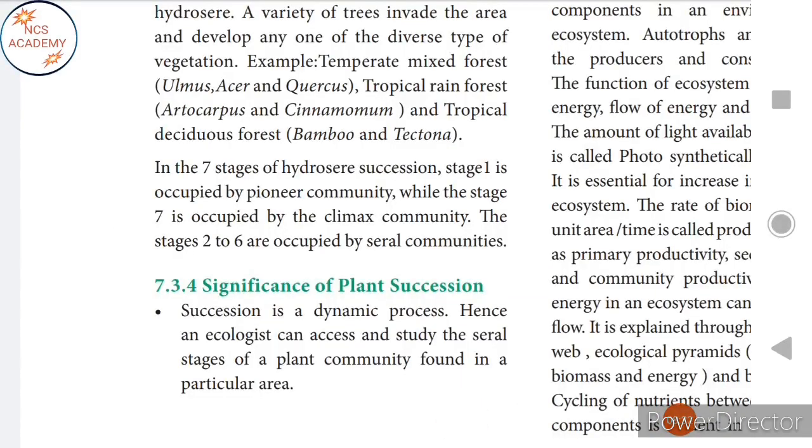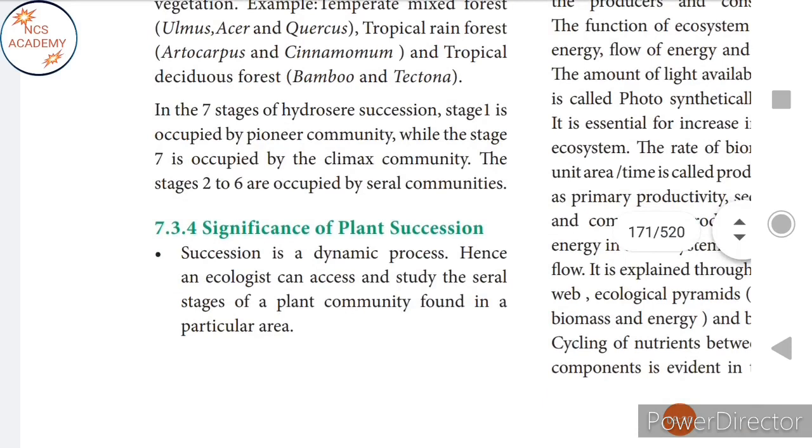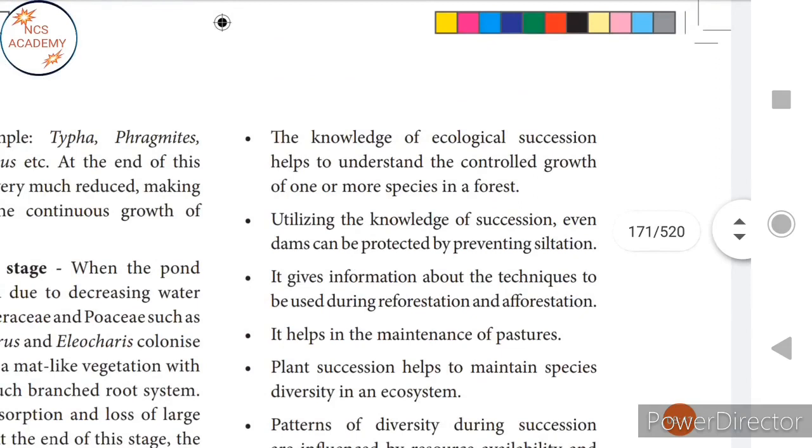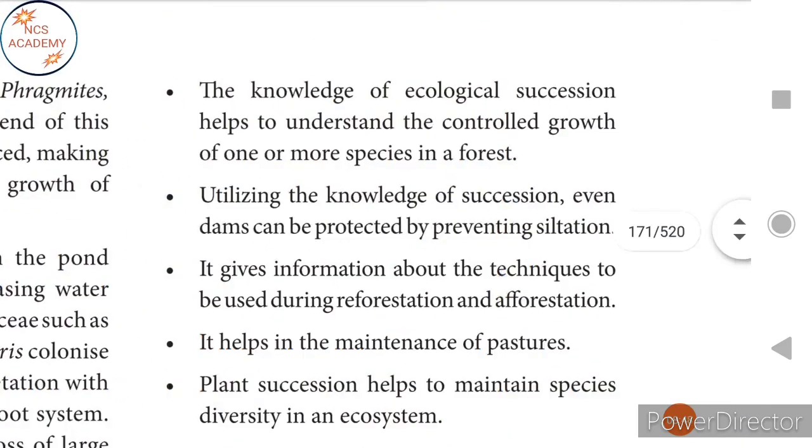Write the significance of plant succession. Succession is a dynamic process, hence an ecologist can assess and study the several stages of plant communities found in a particular area. Likewise, the second point, the knowledge of ecological succession helps to understand and control the growth of one or more species in a forest. Likewise, utilizing the knowledge of succession, even a dam can be protected by preventing siltation.